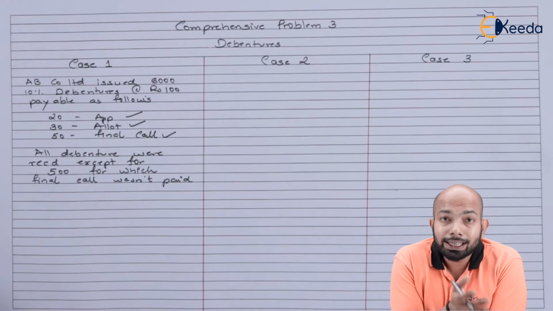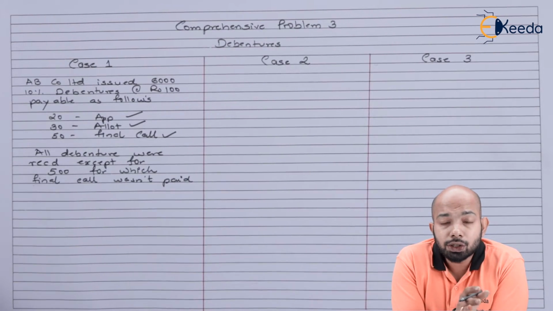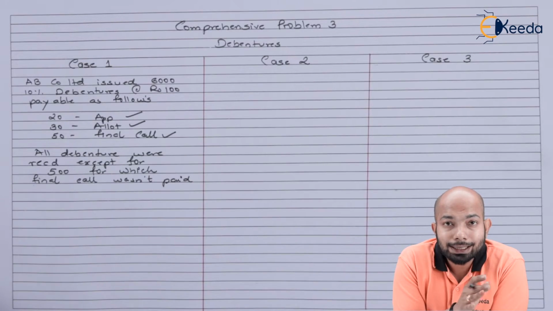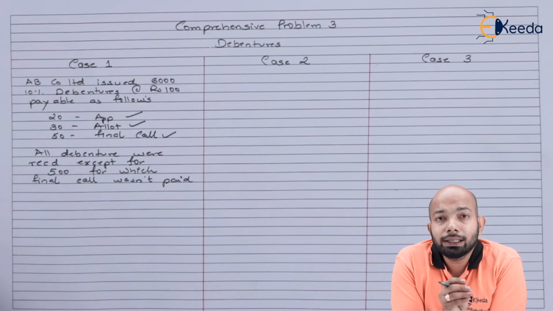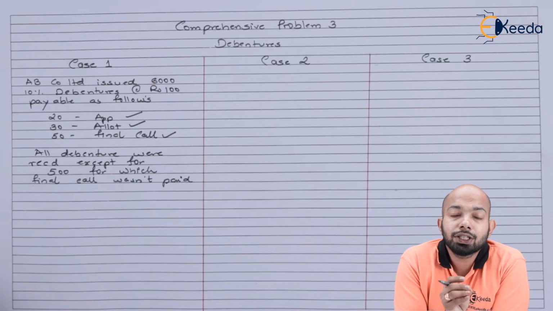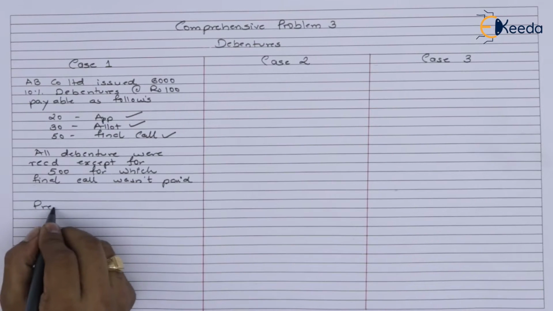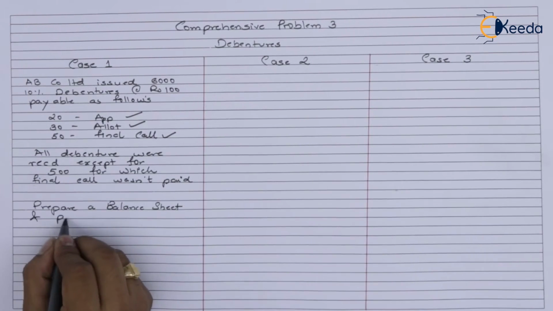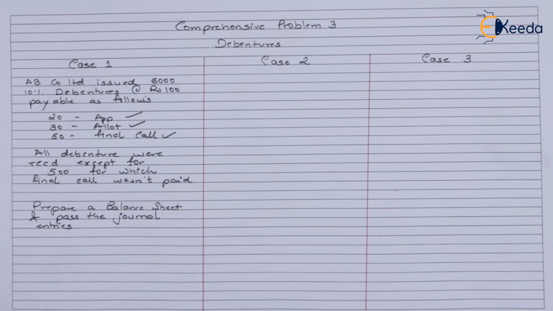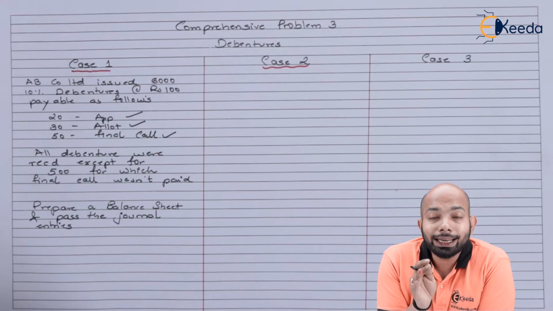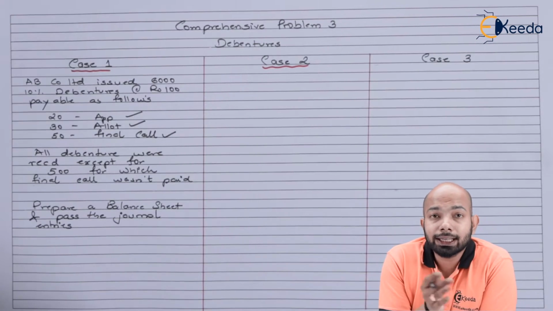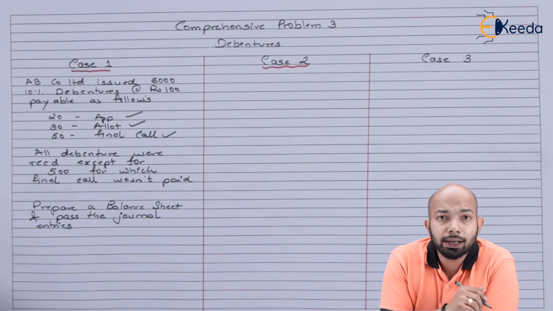Now, case one also states that all the debentures were paid except for 500 debentures where the final call money wasn't paid. This is the only information that we have been provided with. There is no reissue, and no forfeiture has to be done here. We have to prepare a balance sheet and pass the journal entries. Now, this was related to case 1. In every case scenario, this one is at par, and the next one will be at premium. Let's start with the next case study.